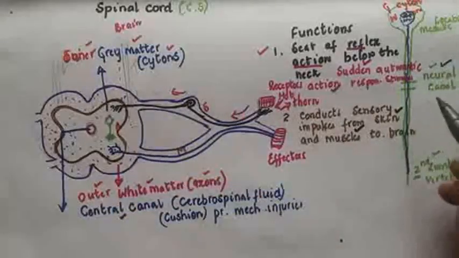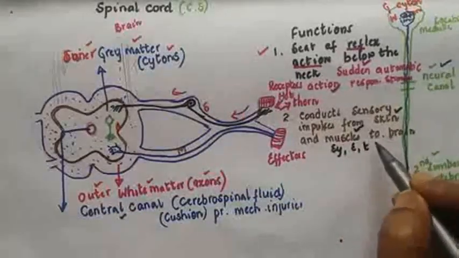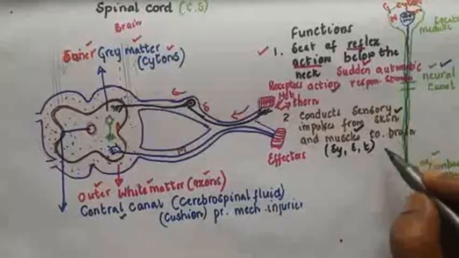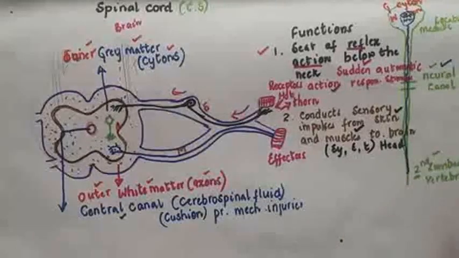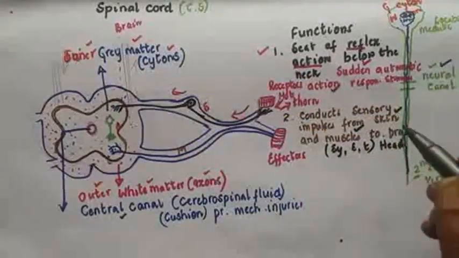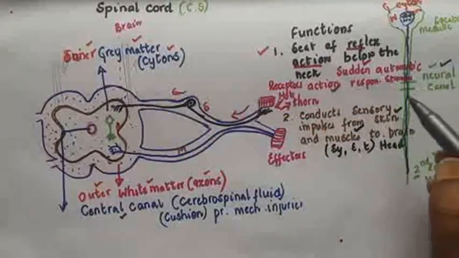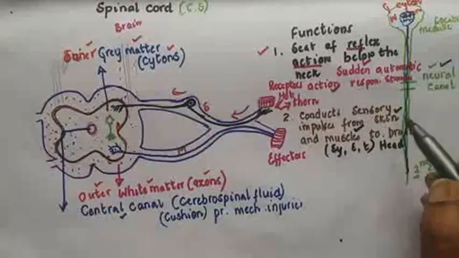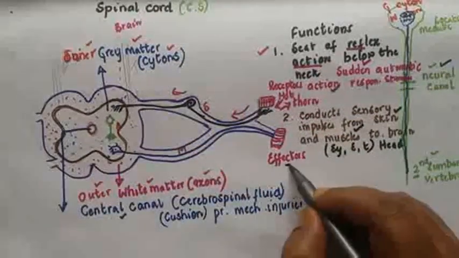Why have we not mentioned the eyes or ears or tongue? Because all these sense organs are found in the head region, which are directly conducted to the brain. So you can say that the second function of spinal cord is conducting the sensory impulses from skin and muscles towards the brain. Right?